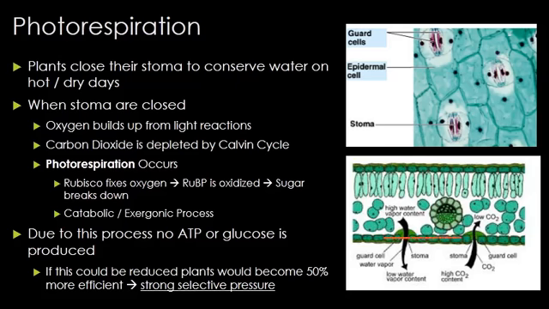Plants have these openings called stomata. And when it gets hot, plants close those stomata. So oxygen is going to build up because of the light reactions, and CO2 is going to go down because of the Calvin cycle. And that means that RuBisCO is going to be exposed to a lot more oxygen. So RuBisCO can get confused.